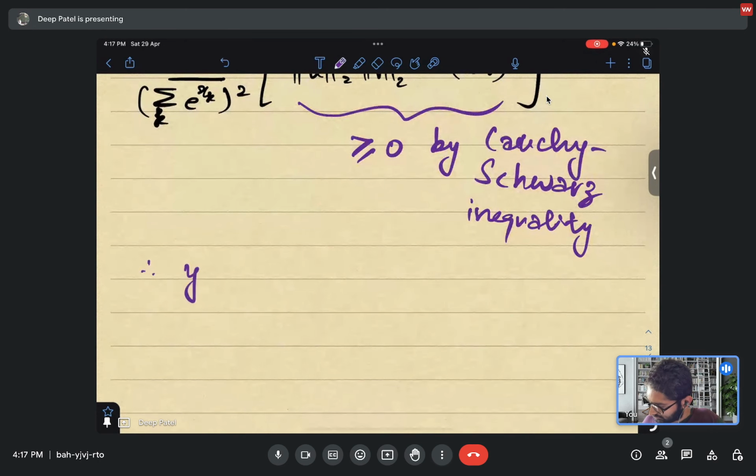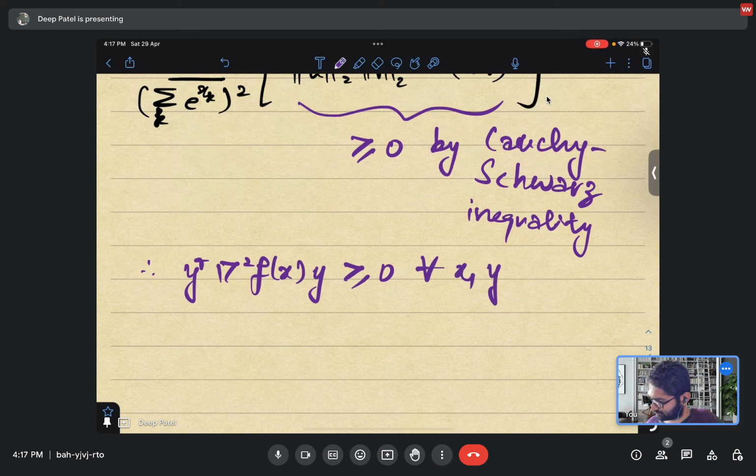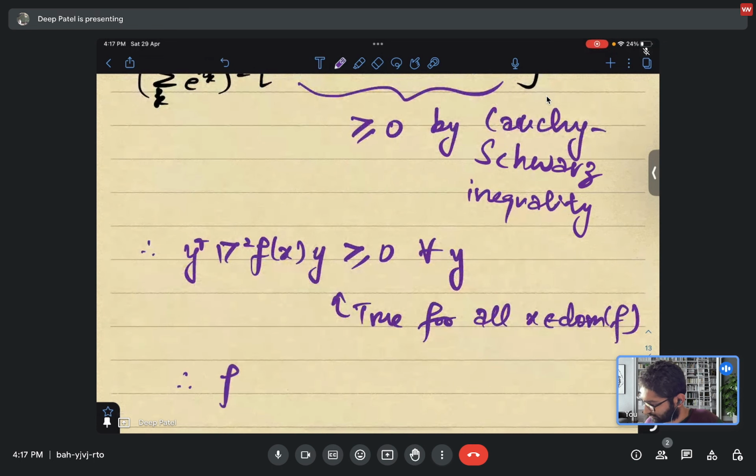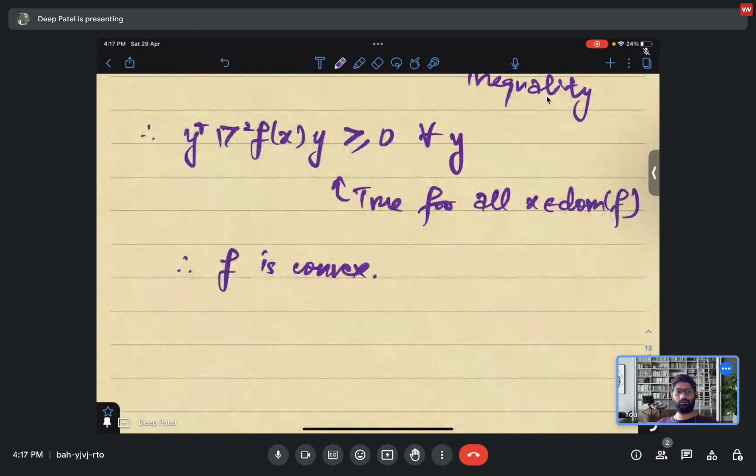So we have gotten that y transpose Hessian y is greater than or equal to 0 for all y, and this is true for all x in the domain of f. Therefore f is convex, and we are done.